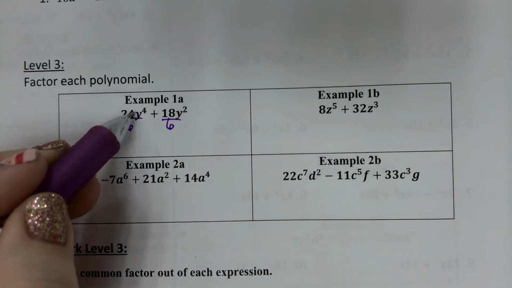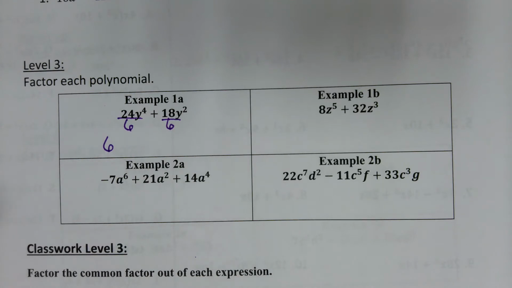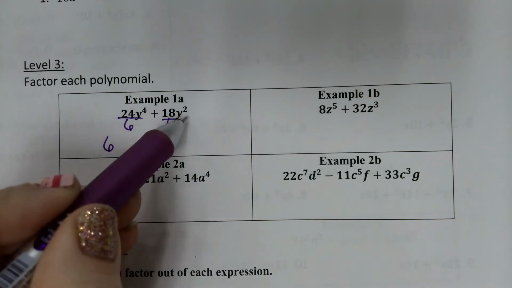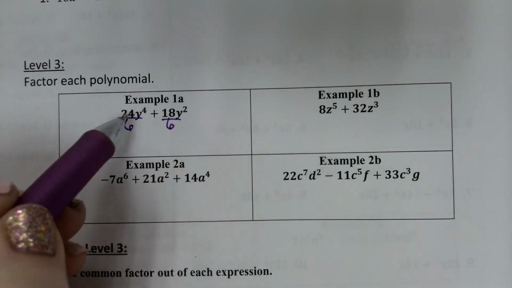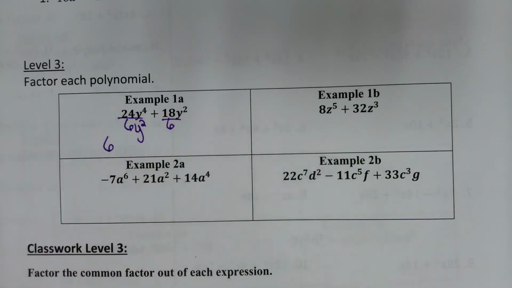I notice that they both have a y in them, so I know that I can take a y out. But just like the number, we want to take the largest amount out, and we want it to be the same amount from every term. So this one has 4, and this one has 2. So if I want to take the same amount from each one, I need to take y squared out.